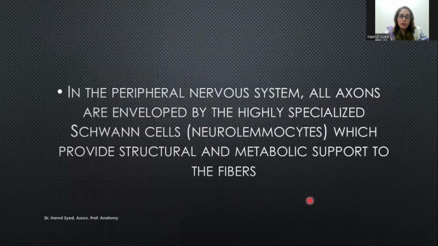Now, in the peripheral nervous system, remember all the axons are enveloped by the highly specialized Schwann cells, which are also called neurolemmocytes. And these Schwann cells or neurolemmocytes provide structural, functional and metabolic support to the nerve fibers.